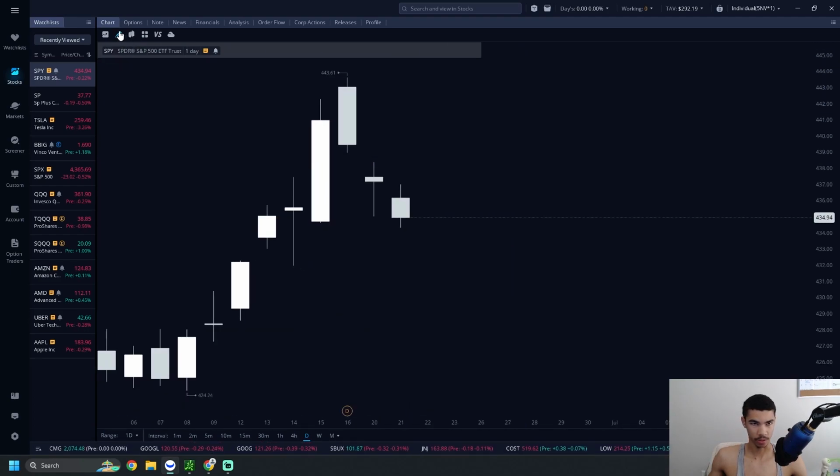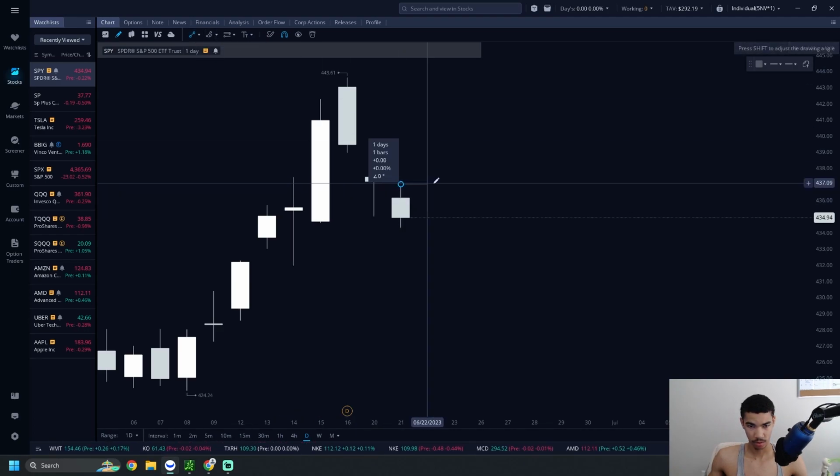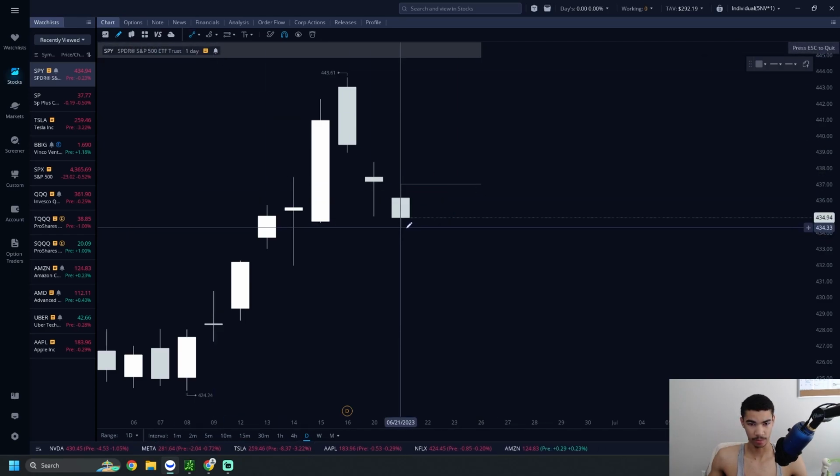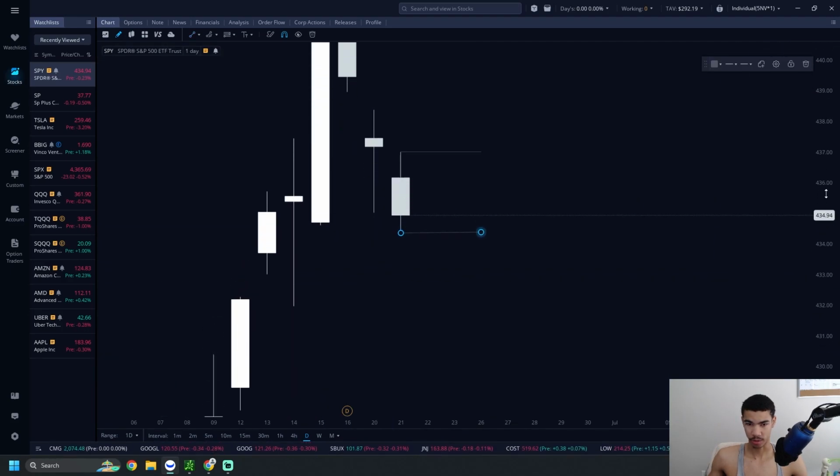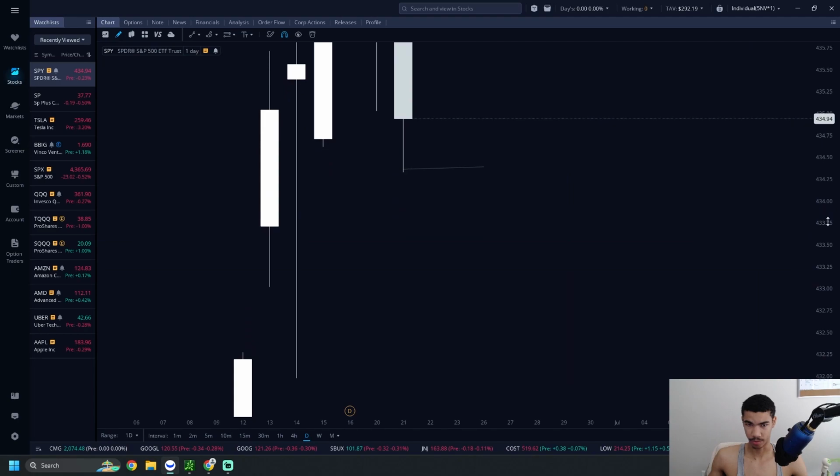You guys know how we start this out. First thing we're going to do is mark this candle high. We'll pull it over a few days. We'll mark the candle low. Pull it over for a few days. We'll mark the candle close, and we're going to mark the candle open.